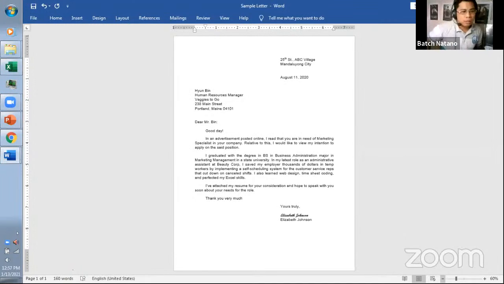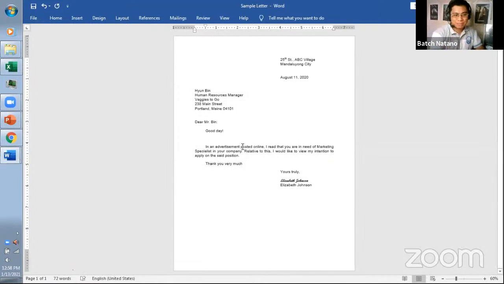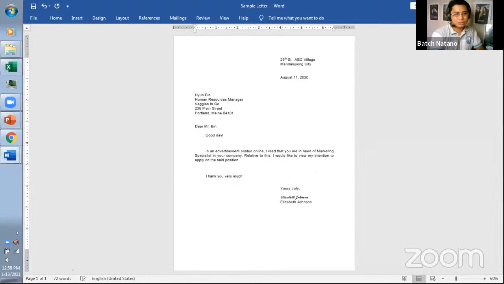So what if your letter is too short? Let's say, for example, as short as this. There's nothing wrong with that, but you can adjust it. Instead of just one space, you can add more spaces if you want to, just to make sure that the letter does not only fit on the half of the page.